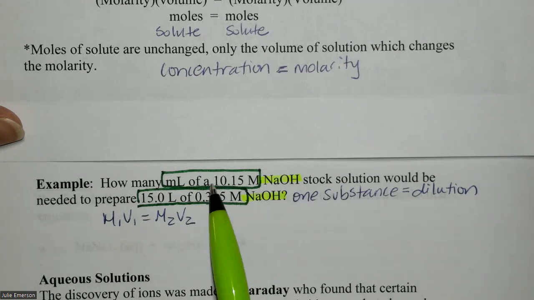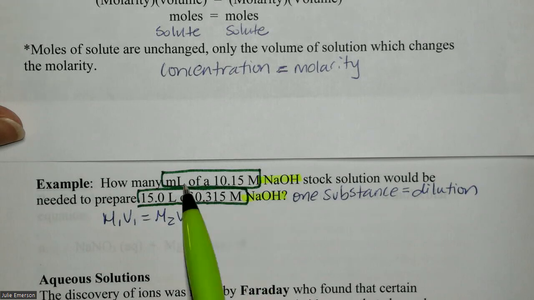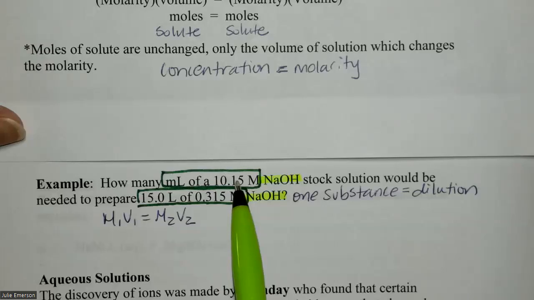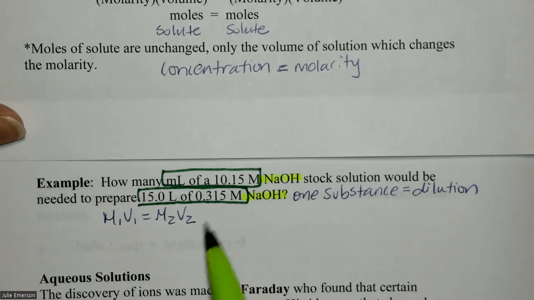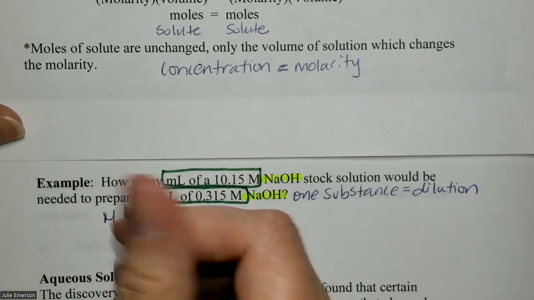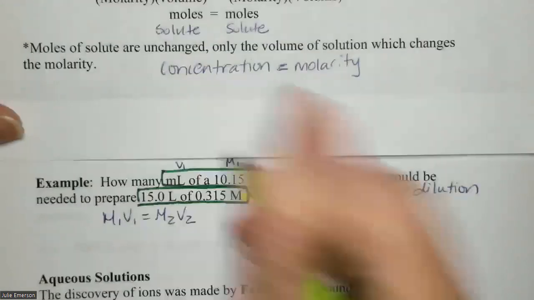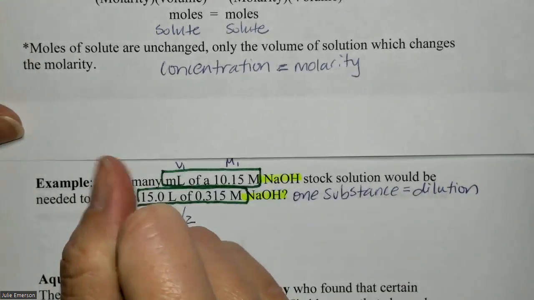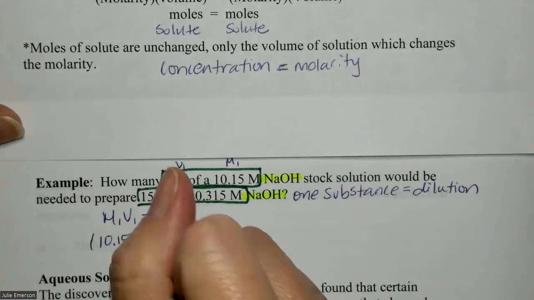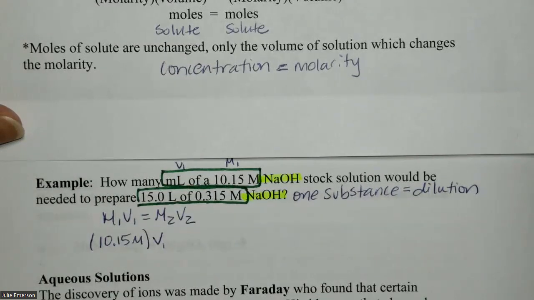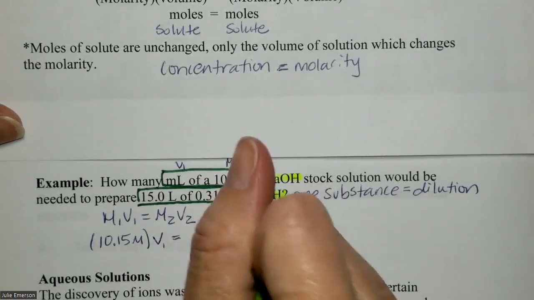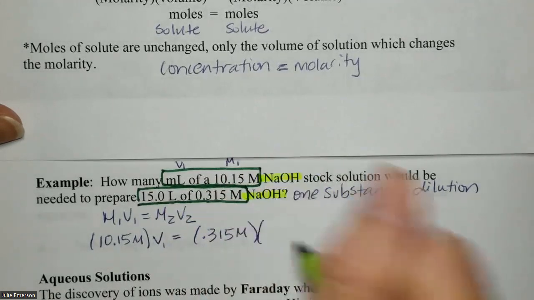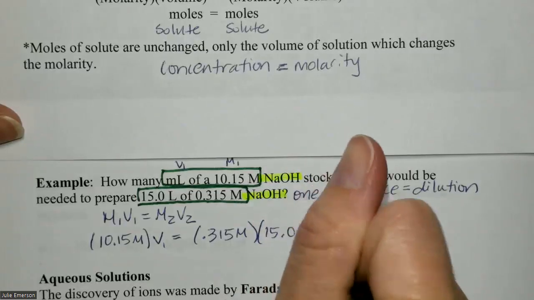It doesn't matter if M1 is 10.15 and V1 is your unknown, or M2 is 10.15 and V2 is your unknown, as long as your pairs are correct. So if I start with M1 and V1 being my unknown, 10.15 molar is my initial molarity. The initial volume is what I don't know. I want to know how much of that I will use. My target molarity is 0.315 molar, and I need 15 liters of that.